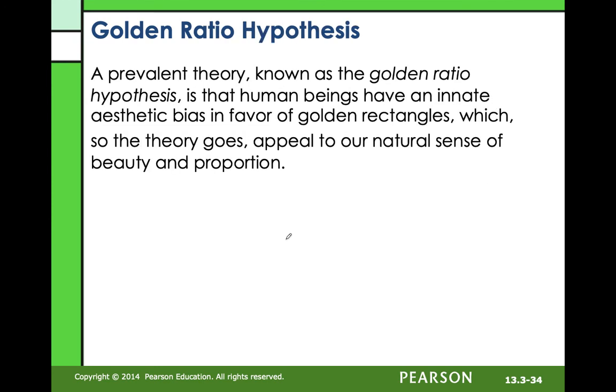Which leads us to this golden ratio hypothesis, which basically states that human beings have an innate aesthetic bias in favor of golden rectangles, and so our appeal to our natural sense of beauty and proportion leads us to these golden ratio type rectangles.